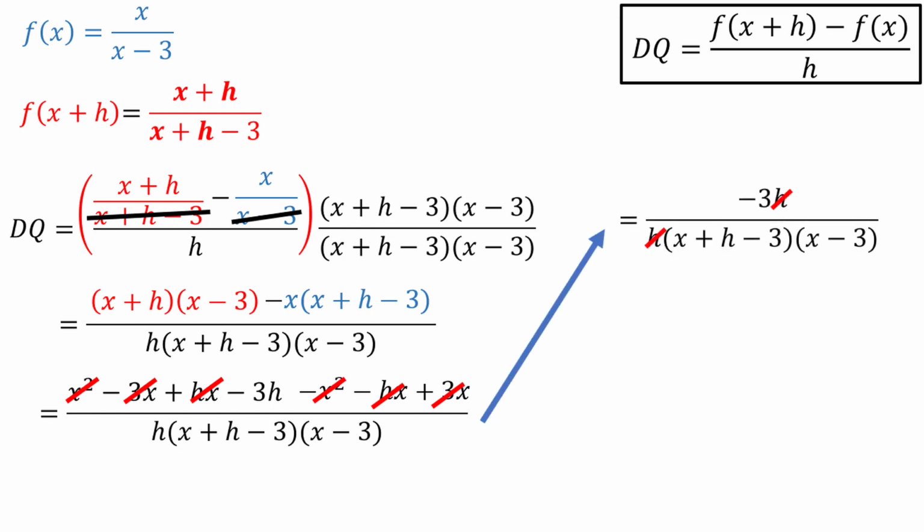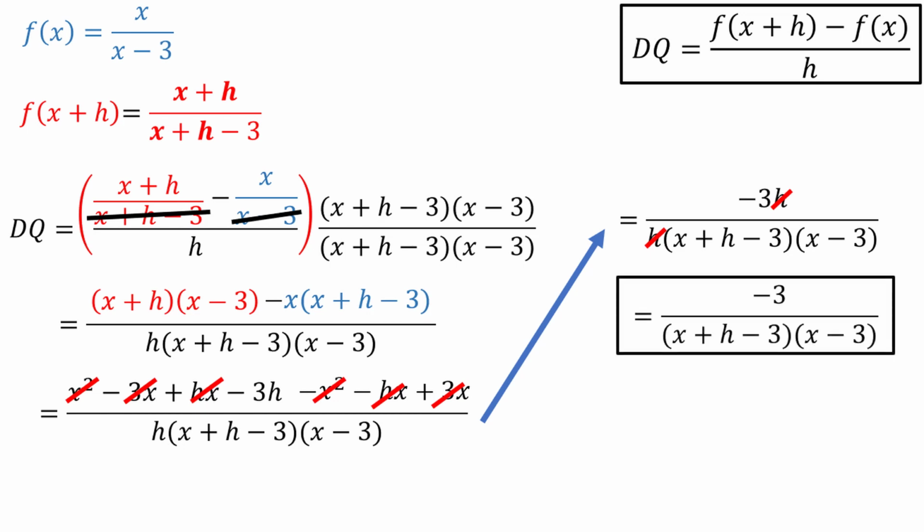The h cancels with the h on the denominator, and we are left with negative 3 divided by x plus h minus 3 times x minus 3, which is our final answer. Alright, my friends, that wraps up our video relating to inputting variables into functions and using the difference quotient.